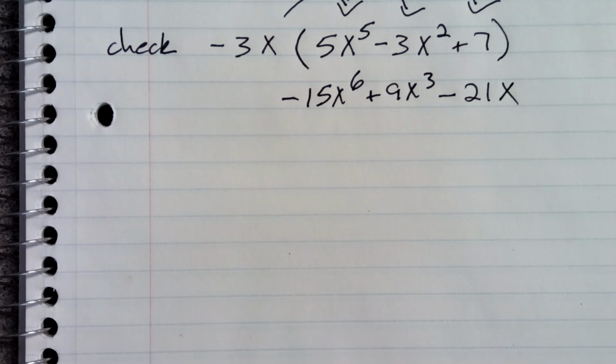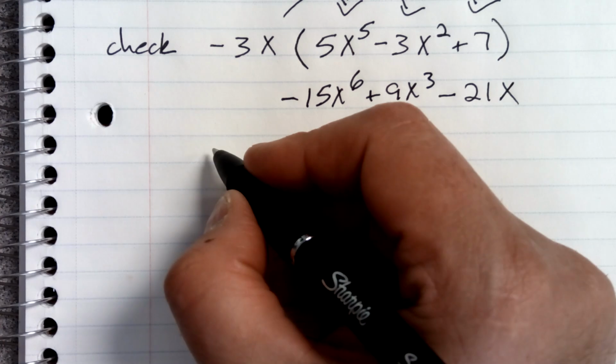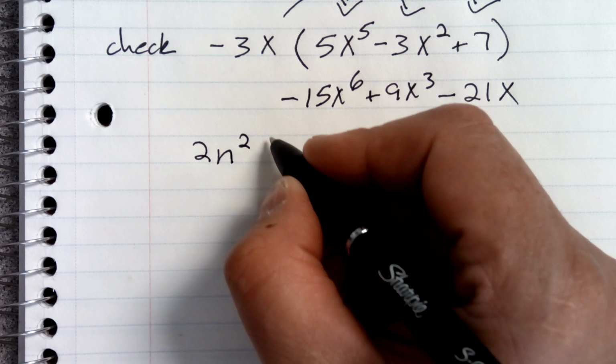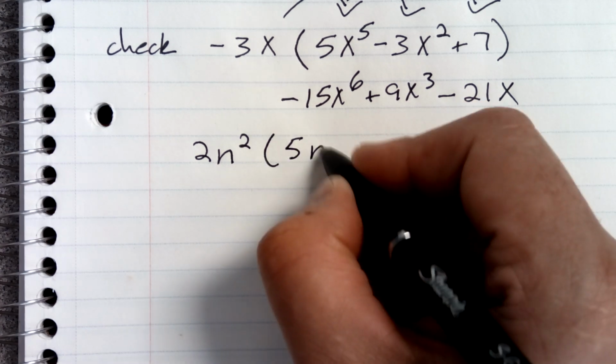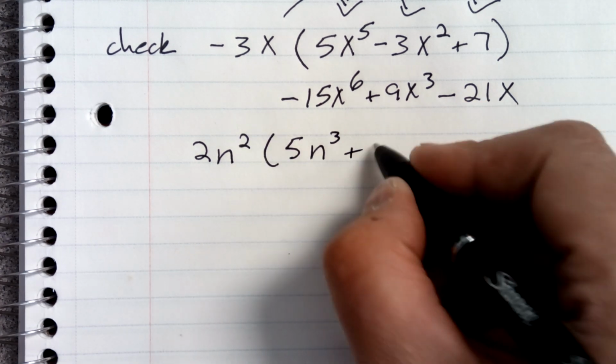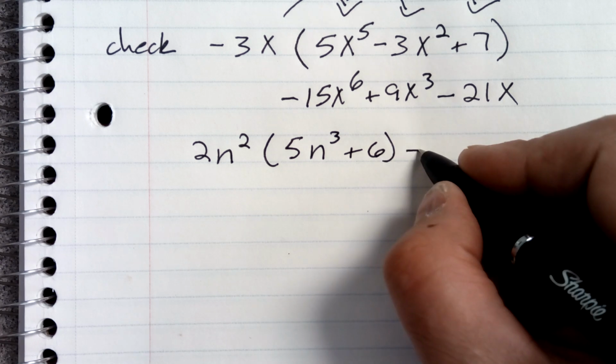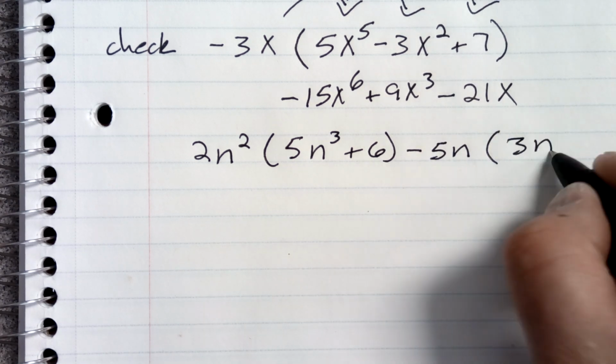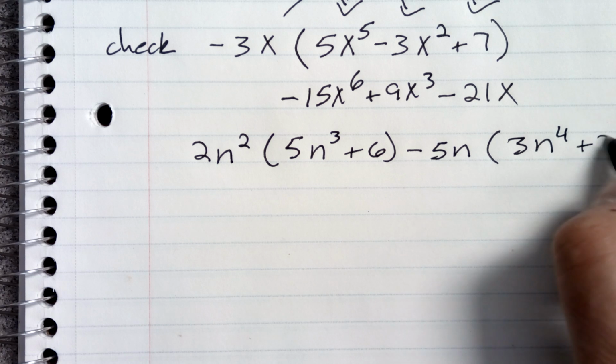Like I said, that's not challenging enough, so let's try and find a more challenging one. 2n squared times the quantity 5n cubed plus 6, negative 5n times the quantity 3n to the fourth plus 3n squared.